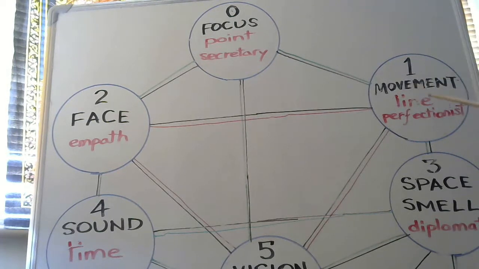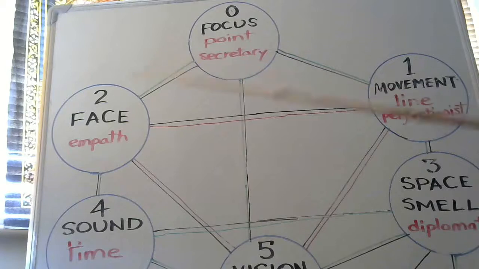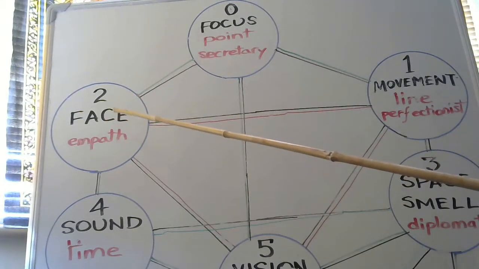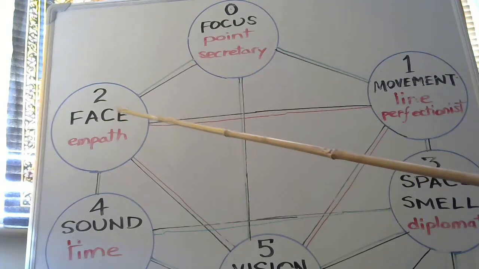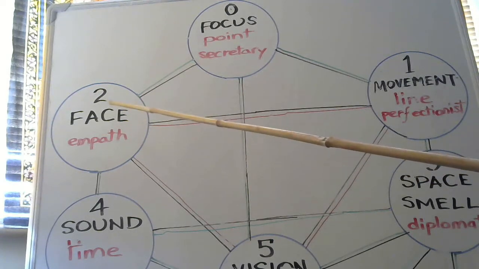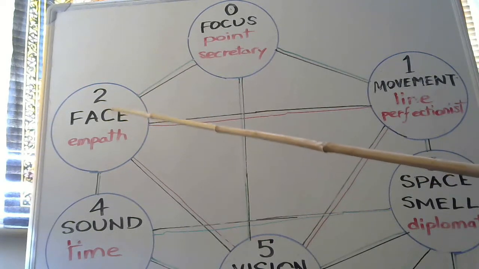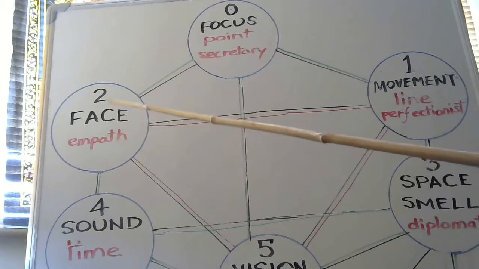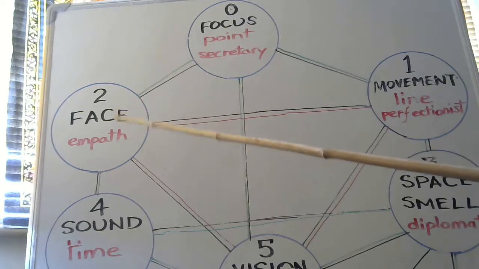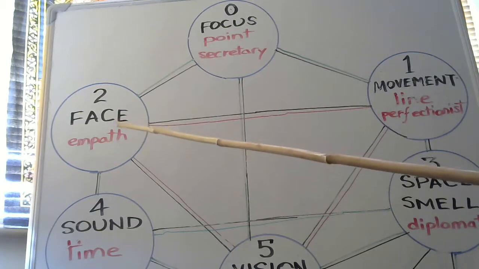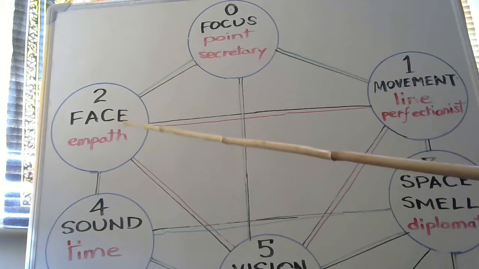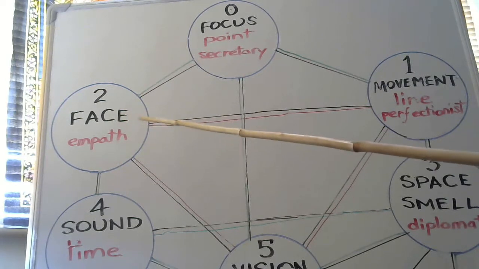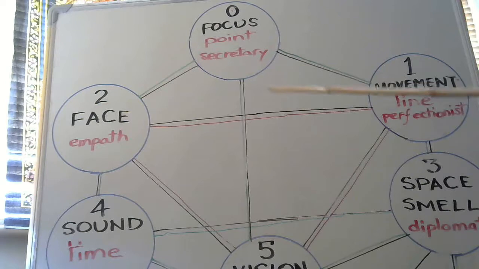Property 17 is the face, the intuition, the surface. Property 18 is the empath, the mirror. Reading others' positions and situations.